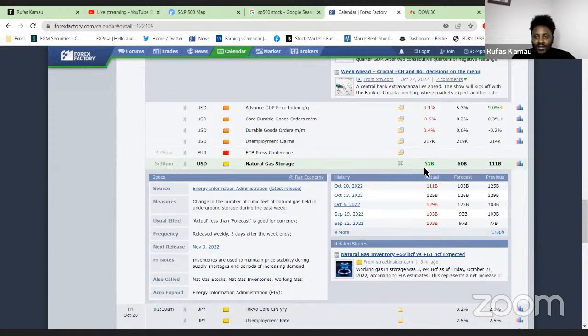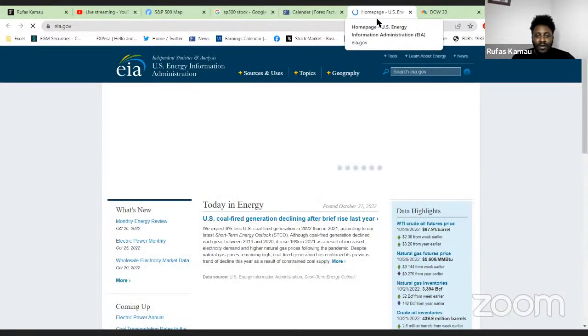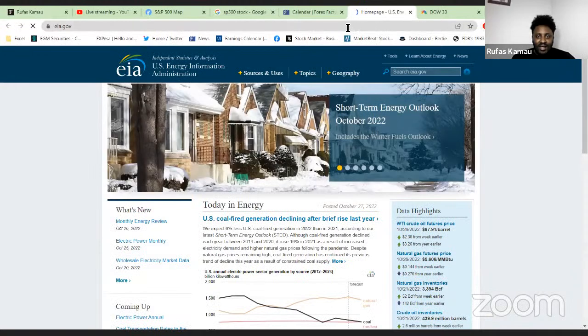So if you want to get data as fast as possible, then you get the data from the source. You don't have to depend on the calendar. If you're waiting for this information, just click on the source and then track the data from the source. This way, you'll get the data in real time, immediately as it is released. So that's how you go about it.